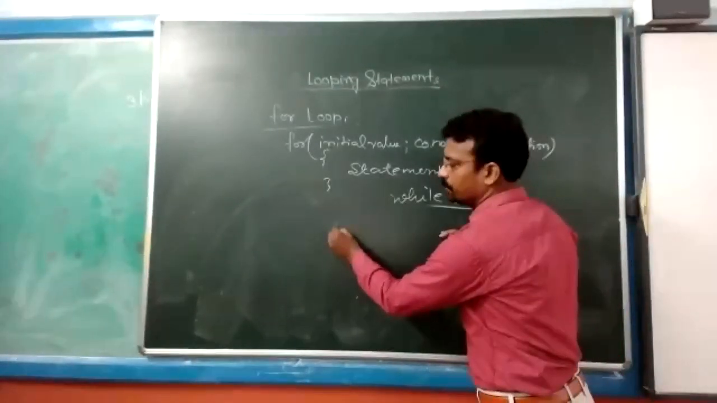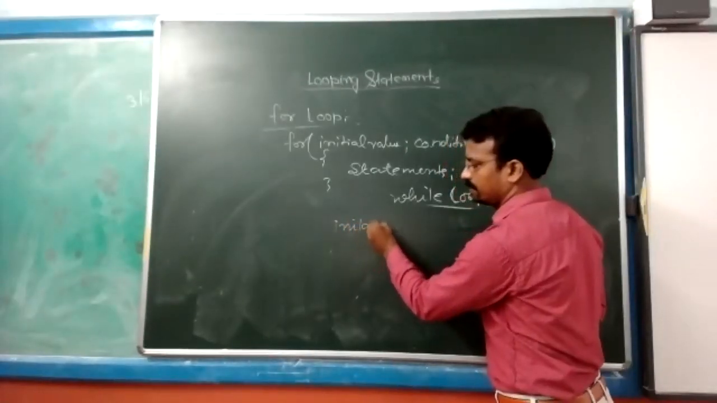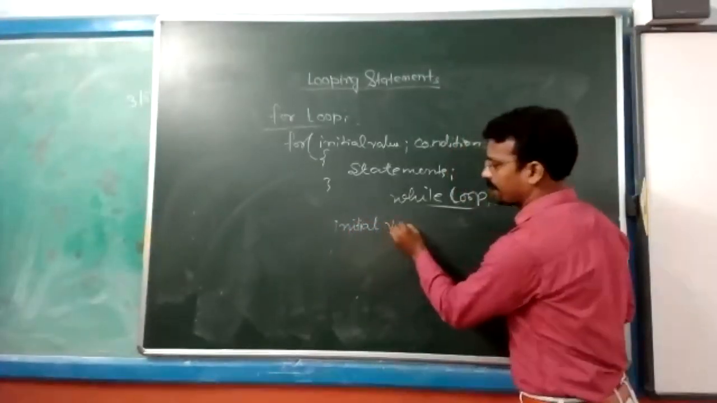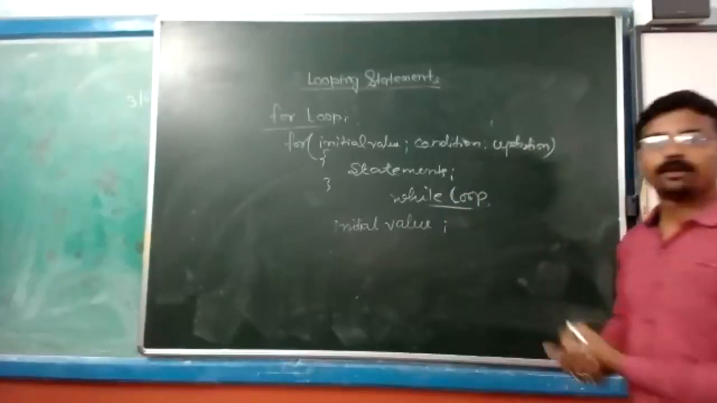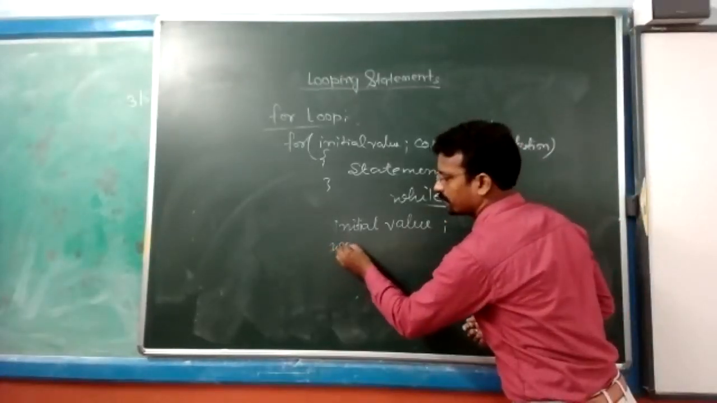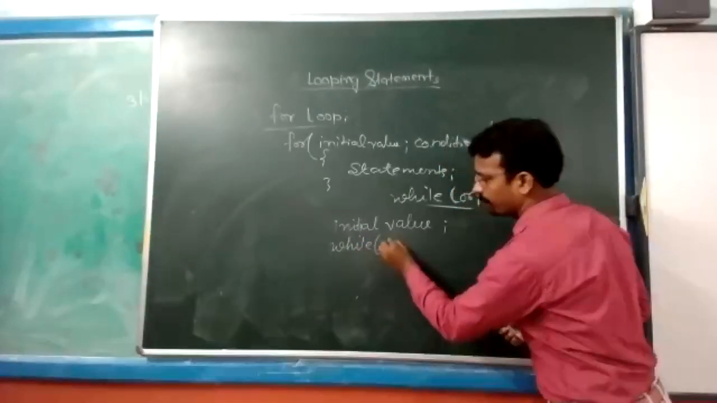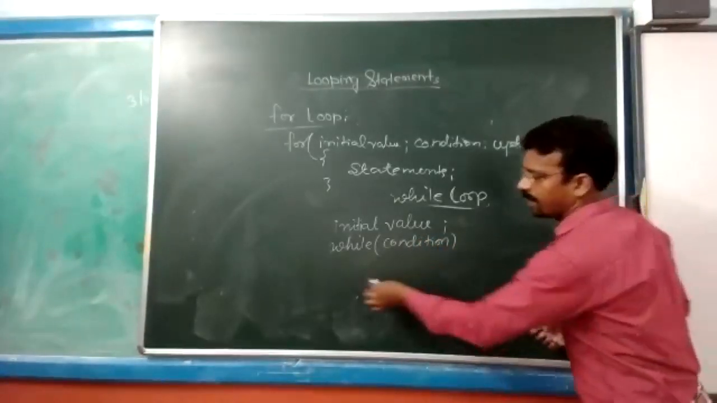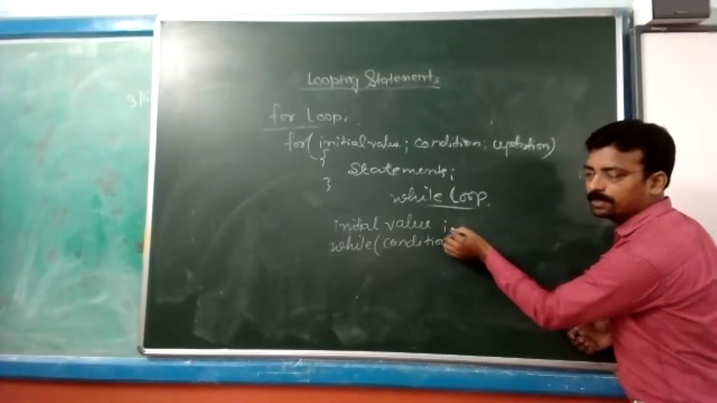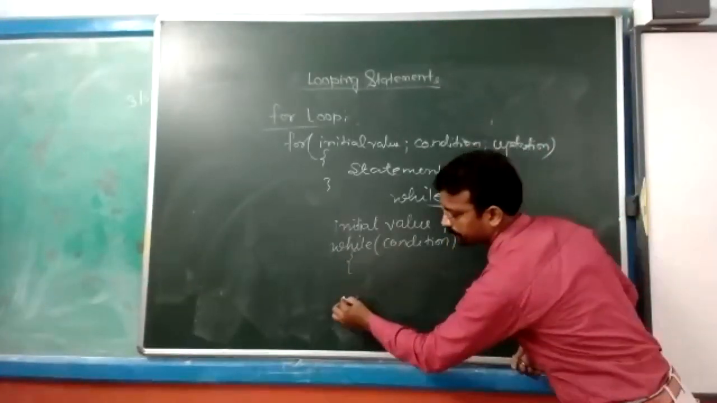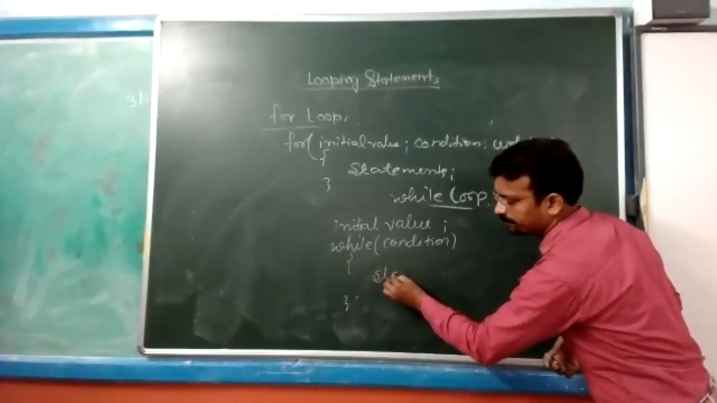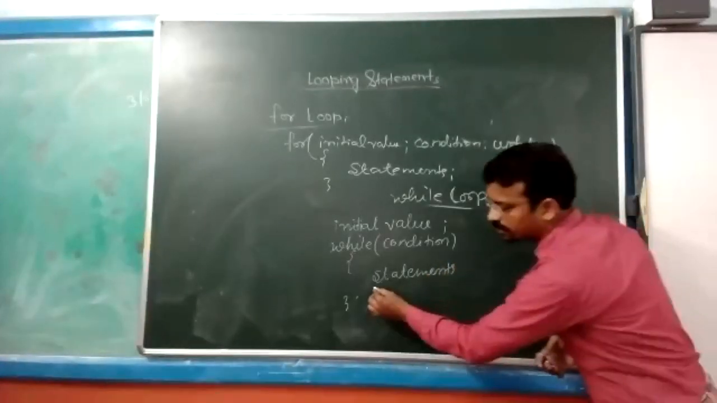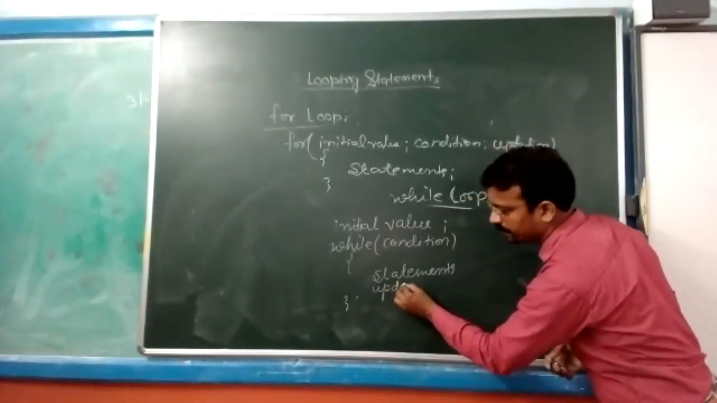In a while loop, first use the initial value. After that, the while loop block starts with the condition. It will not end with a semicolon. It should have a block, and in the block a statement should be there. With this statement, the updation statement will also be there.